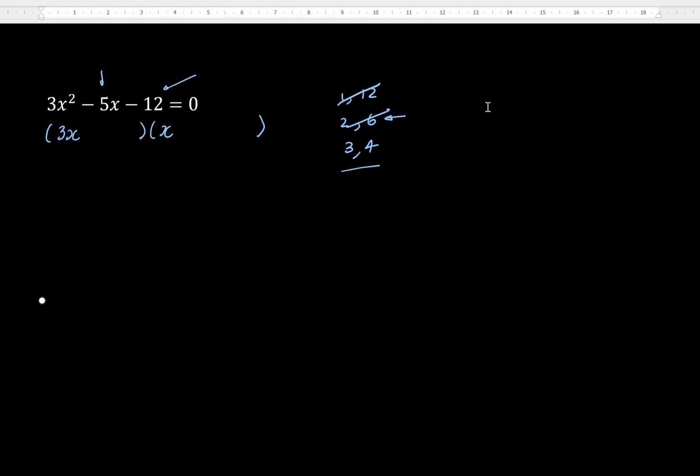And again, this is where your times tables and your understanding of expanding should help, because we can see that 3 times 3 gives you 9x, and 9x take 4x, we'll get 5. Now we want minus 5, so that means it's got to be minus 9x and plus 4. And expand, that can help you.